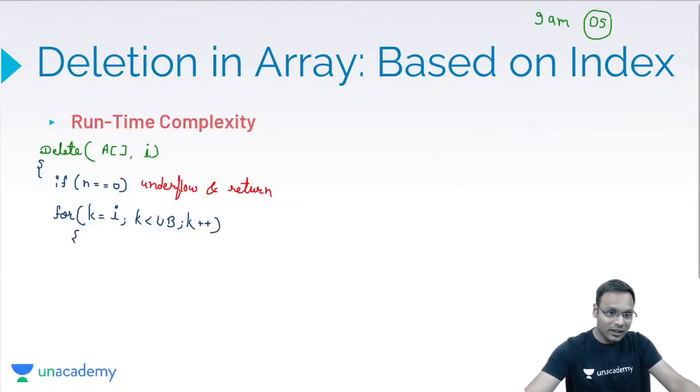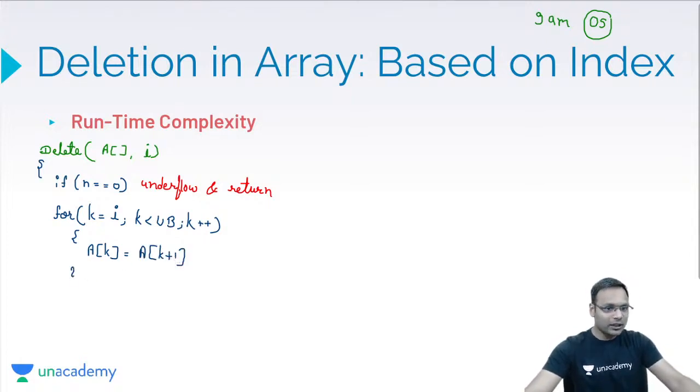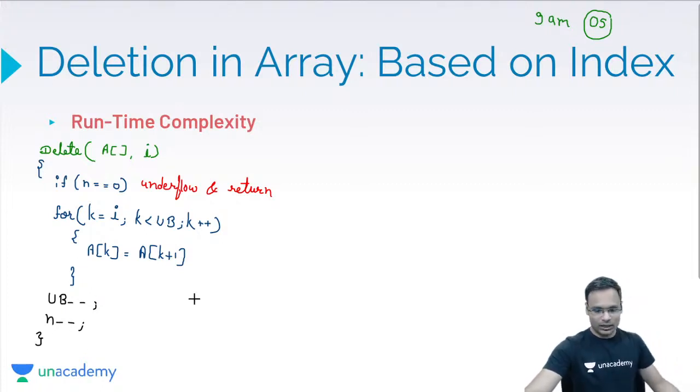Under the loop, in the array at index k, I am copying the content from k plus 1. That's it. After the shifting, should I do any other changes? Yes, I will have to decrease the value of upper bound, and I will have to decrement the value of n, the number of elements, to be one less than the previous.